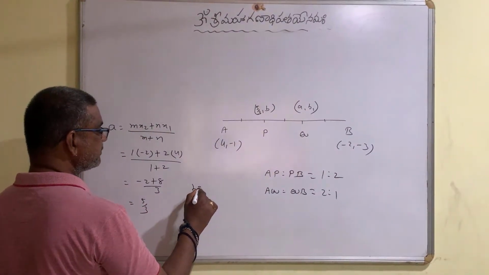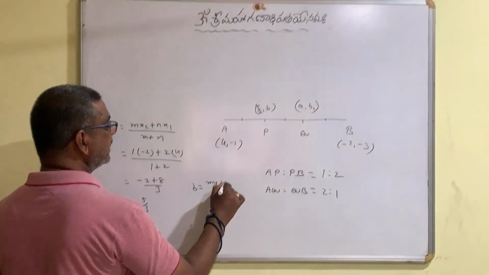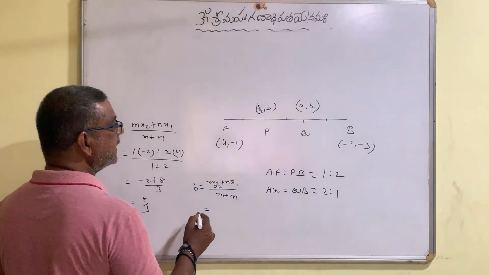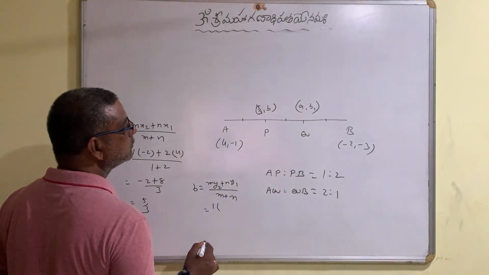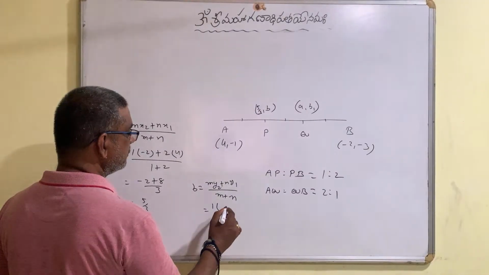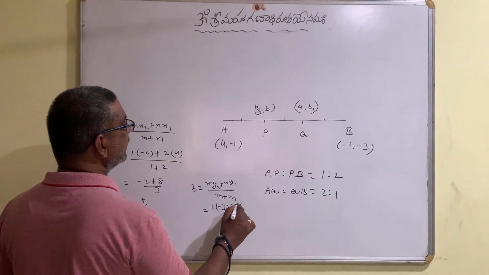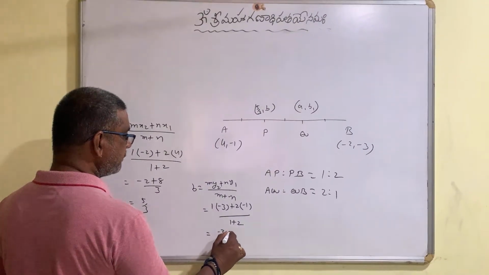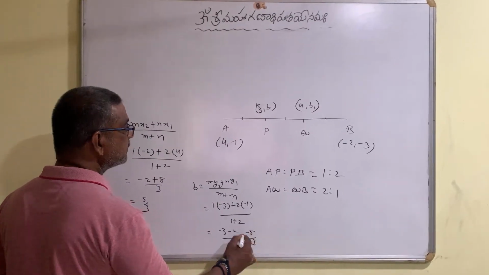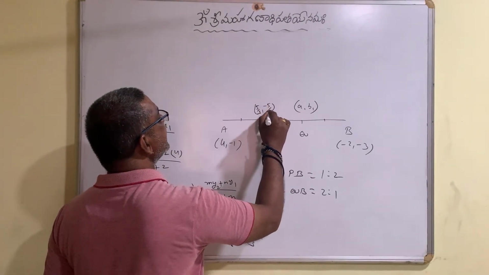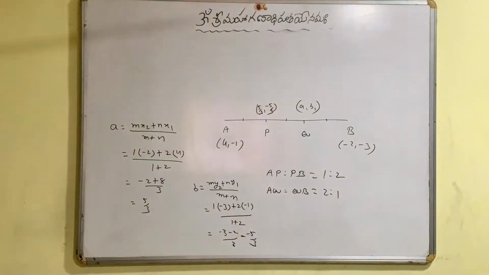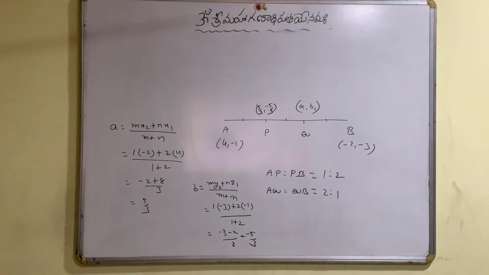Now y: my2 plus ny1 by m plus n. M is 1, y2 is minus 3, plus n y1, 2 times minus 1, by m plus n. So minus 3 minus 2 by 3 is minus 5 by 3. So P coordinates are 5 by 3 comma minus 5 by 3. Is that understood?